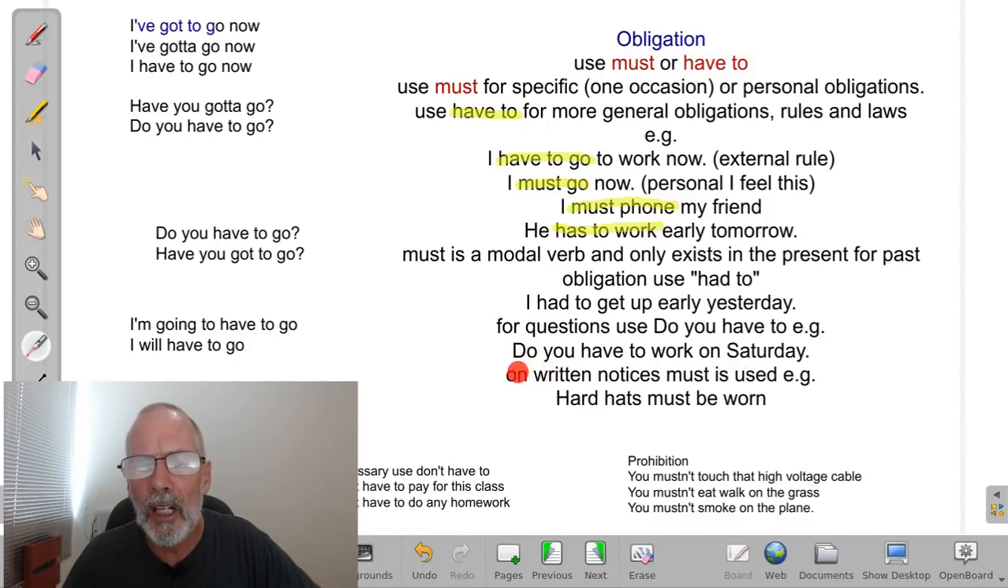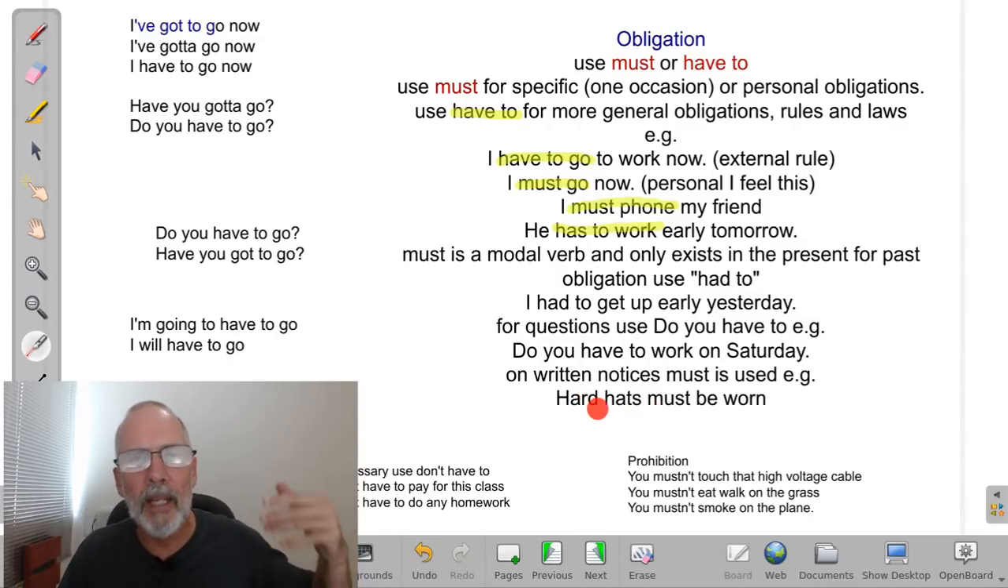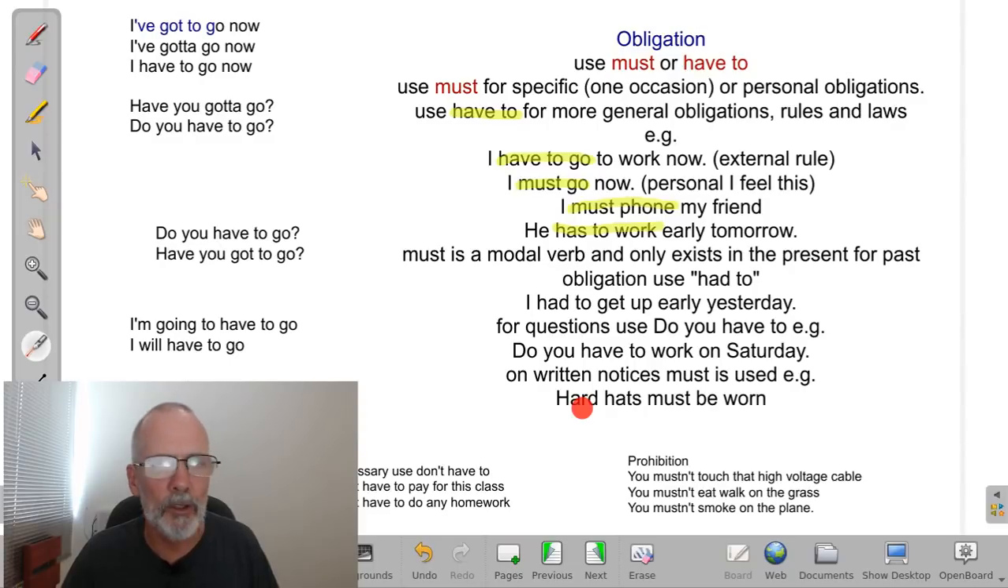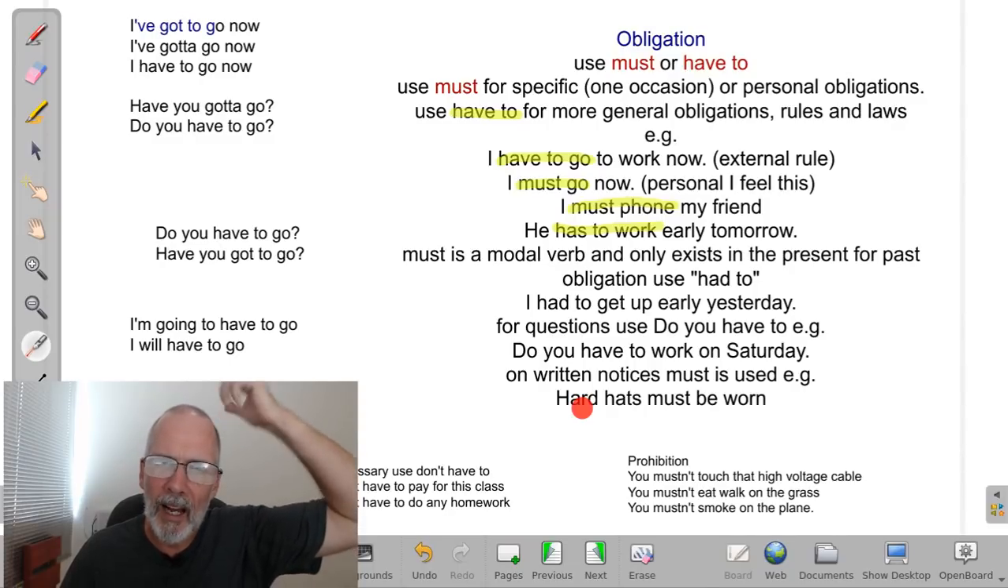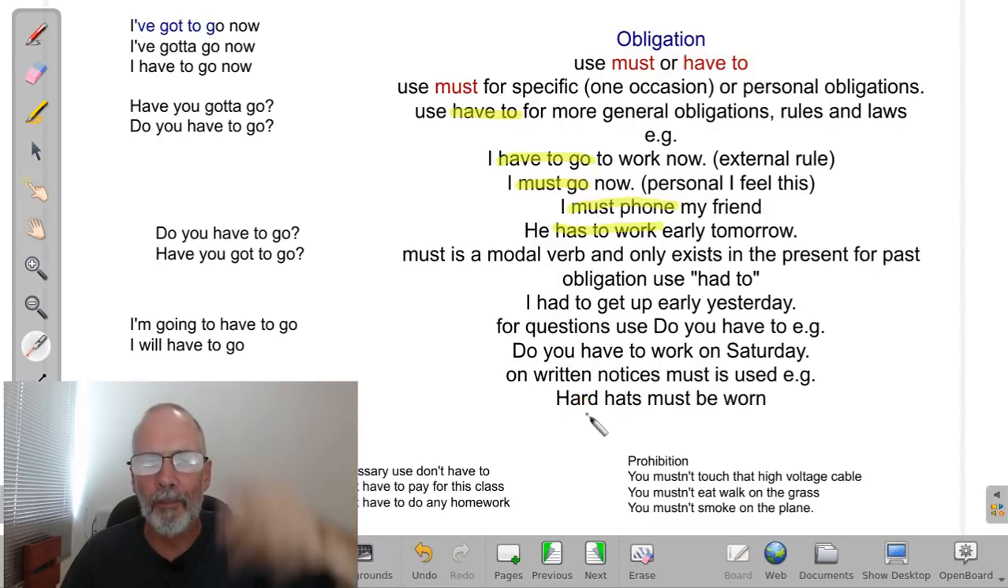Another use that I added on the bottom here is on written notices. Quite often if you're in a place and you see a written notice, it's more likely to use must than have to. Must is normally used on written notices. For example, hard hats must be worn. This is a notice that you may see in a factory or on a construction site, where people have to wear a hard hat for protection.